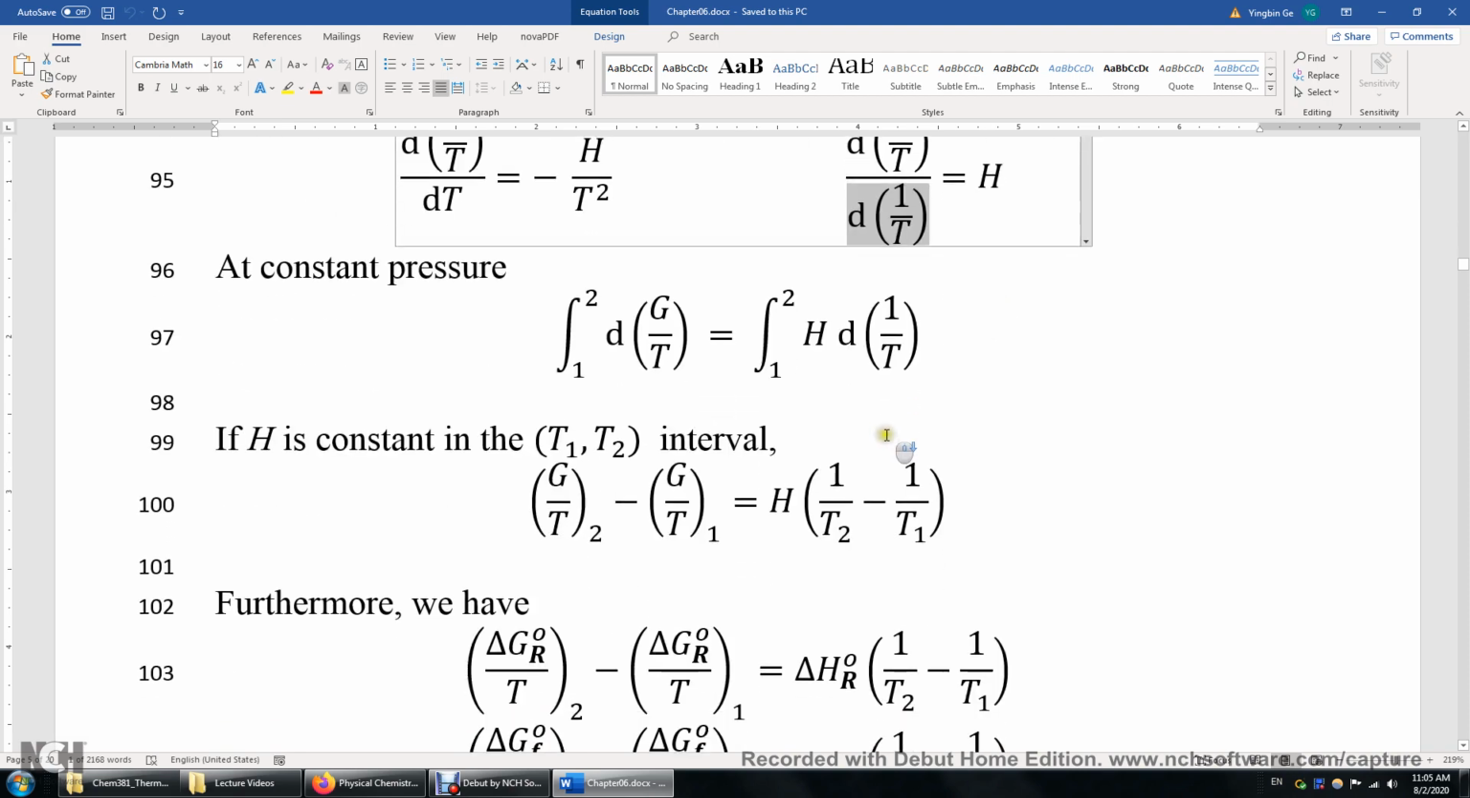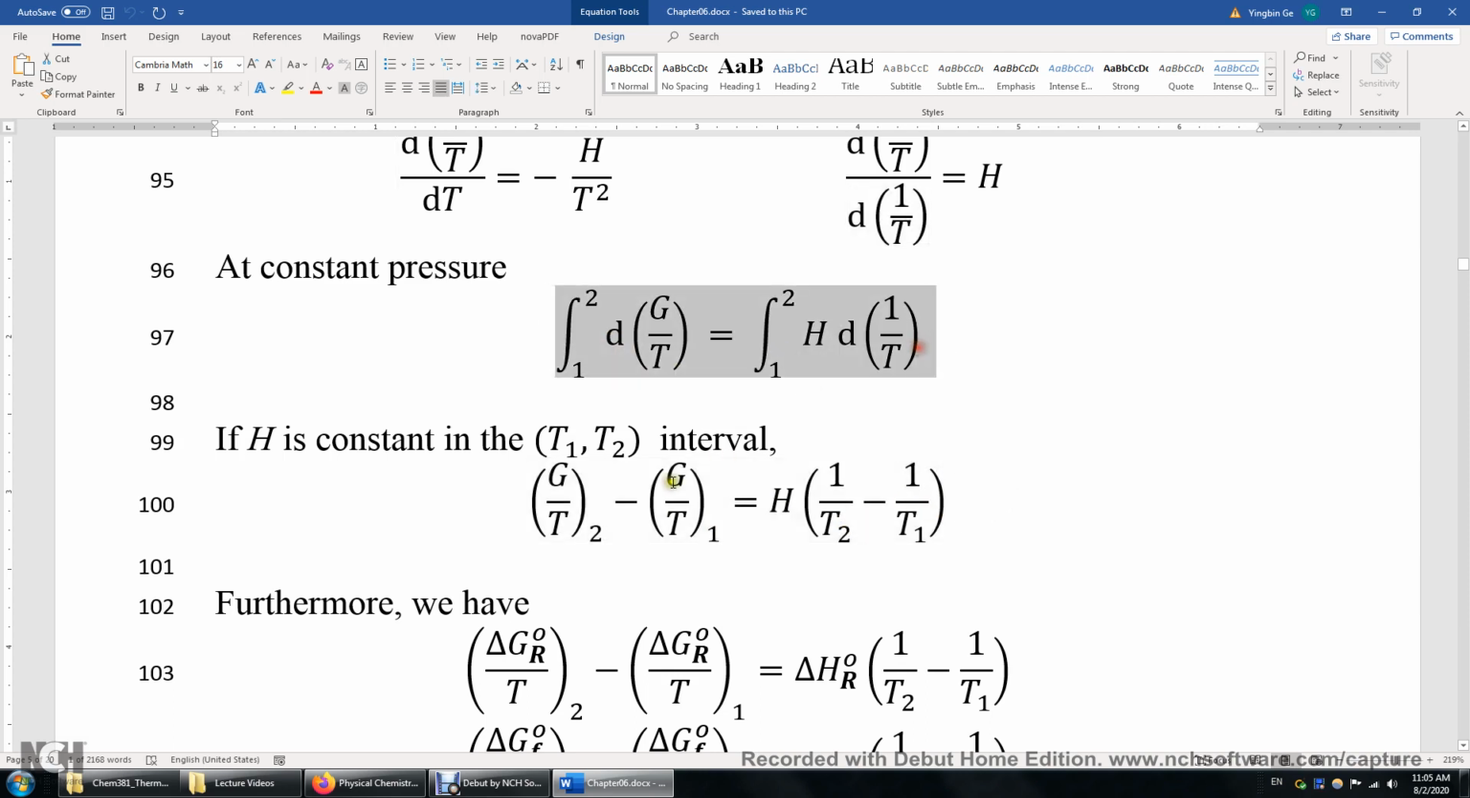If this H is roughly constant within this T1 to T2 interval, so again, if this H is approximately independent of temperature, we can take this H out of the integral. And then we have this equation. G over T at temperature 2 minus G over T at temperature 1 is equal to H times the difference between 1 over T2 and 1 over T1.